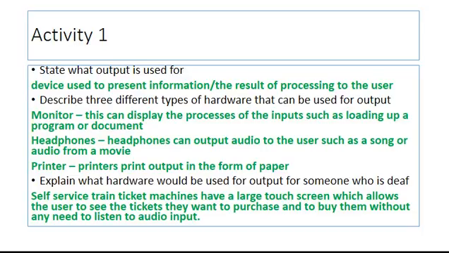And now let's look at some answers. We can see that output is used as a device to present information or the result of processing. I've picked 3 different types of hardware there. The monitor can display processes with inputs, such as loading up a program. Headphones can output audio to the user, such as a song or audio from a movie. Printers print out pieces of paper, and the output is in the form of paper. And then you can see there how self-service train ticket machines can use output for people to be able to use them to buy tickets regardless of their disability.